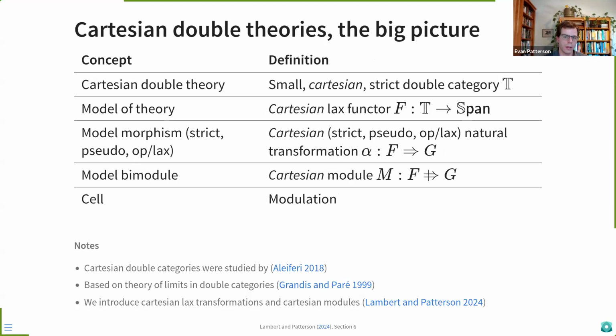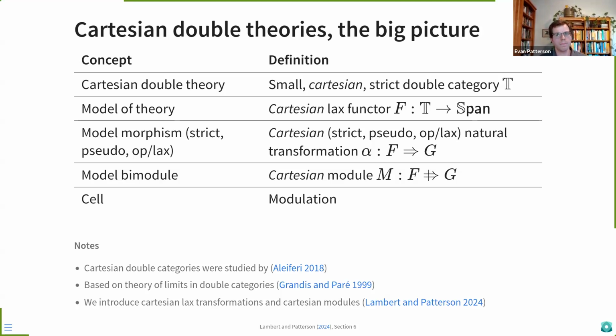So I'll jump right to the Cartesian case now. We have a pretty similar sort of story, but now we're going to give our theories extra structure. Unsurprisingly, a Cartesian double theory will now be a Cartesian strict double category, which seems to say almost nothing. So you have to know what Cartesian means. I'm not going to go into the definitions around Cartesian double categories.